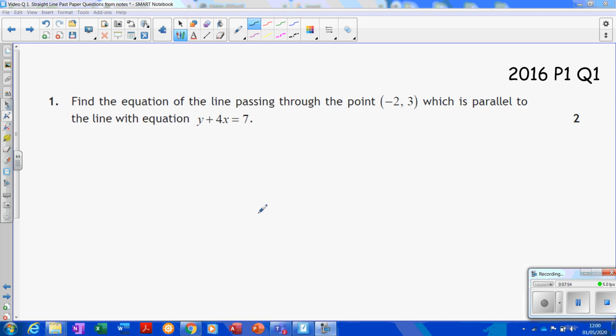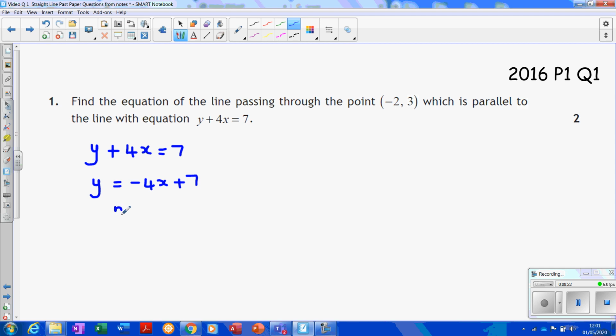Okay, for this one it says find the equation of the line passing through the point which is parallel to the line with equation. So we need to read off the gradient of this one, as parallel lines have equal gradients. That's not in the correct form to read a gradient off because it's got to be y is equal to mx plus c. So that's in the wrong place. So we'll take 4x off both sides, so y is equal to minus 4x plus 7. It now is in the correct form, y equals mx plus c. So m is equal to minus 4.